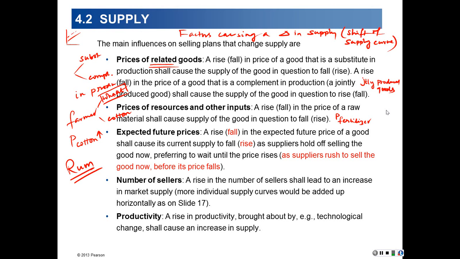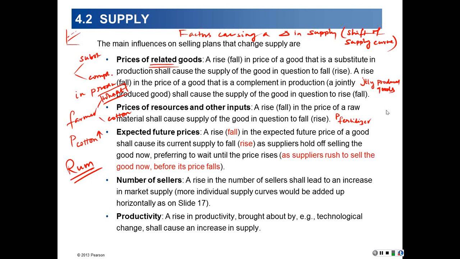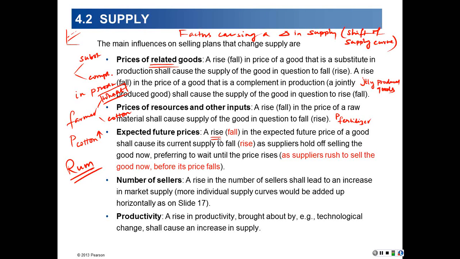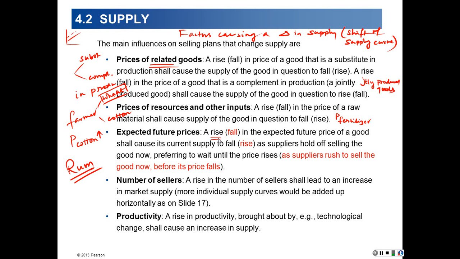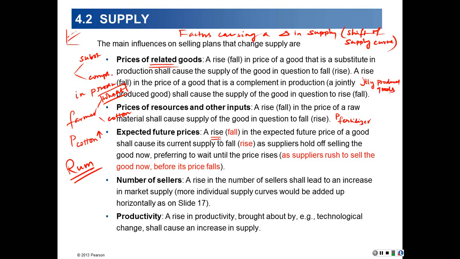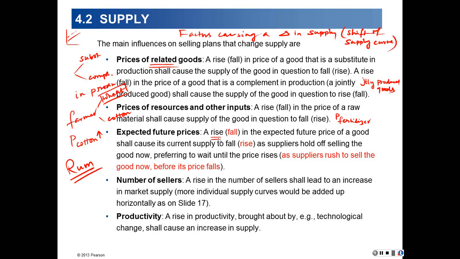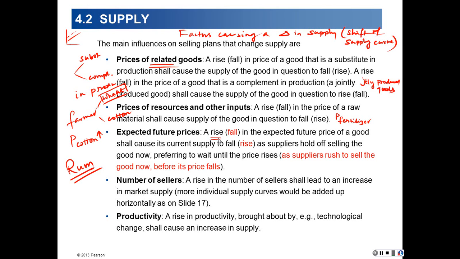Expected future prices. Now, this is something that featured in the other slide as well. If firms expect a rise in future prices, what will happen to their current supply? Assuming the good is one that can be stored, that this is not a perishable good. If an oil company thinks that crude oil prices are going to go up next week, what would happen to their supply this week? Fall. They would rather wait and sell next week, you see. So today's supply would decrease. On the other hand, if they expect oil prices to fall next week, they would try to sell as much as possible this week. So their supply this week would rise.